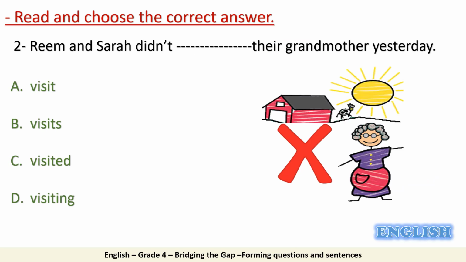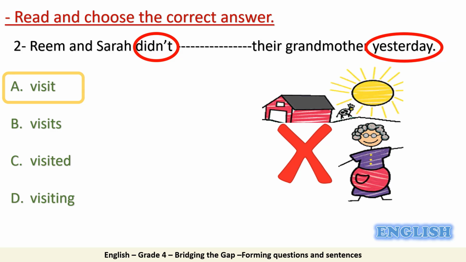Good job. Number 2. Reem and Sarah didn't their grandmother yesterday. Also, this sentence is written in the past tense because we are talking about yesterday. And also we have the negative form didn't. So the correct answer will be visit, or visits, or visited, or visiting. Very good. The correct answer is visit. Well done.